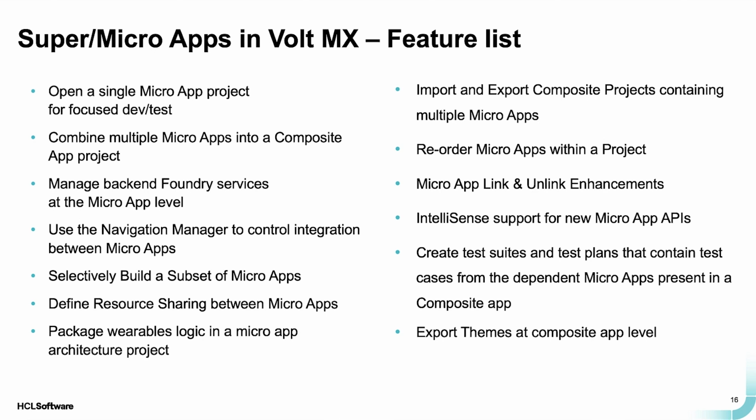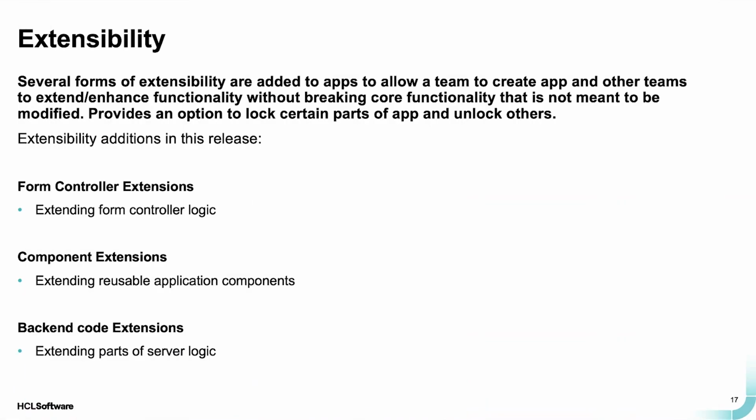We also saw that you can import or export composite projects containing micro apps, reorder the micro apps, link or unlink them. IntelliSense, of course, supports the new APIs that we have added for this. And further down the lane in the Devops section, we'll also see how to create test suites across the different micro apps, as well as exporting themes at the composite or super app level, right? Now let's move on to the next section.